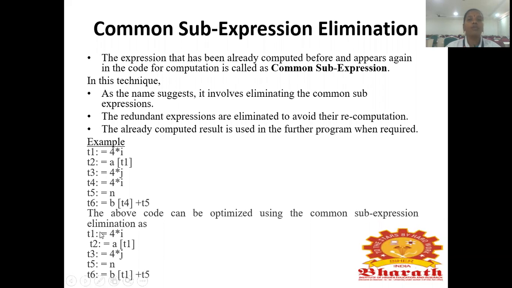So the next one is common subexpression elimination. So what is an expression? A combination of operands and operator is called an expression. Common subexpression elimination means an expression that has already been computed before and appears again, then the code of computation is called a common subexpression. This technique can be used for code computed before and appearing again.